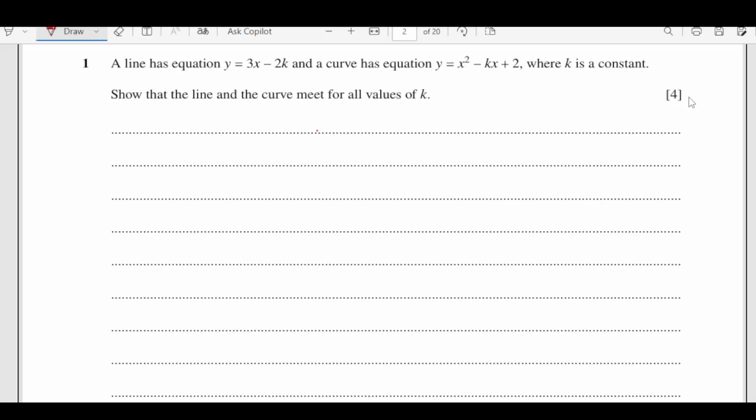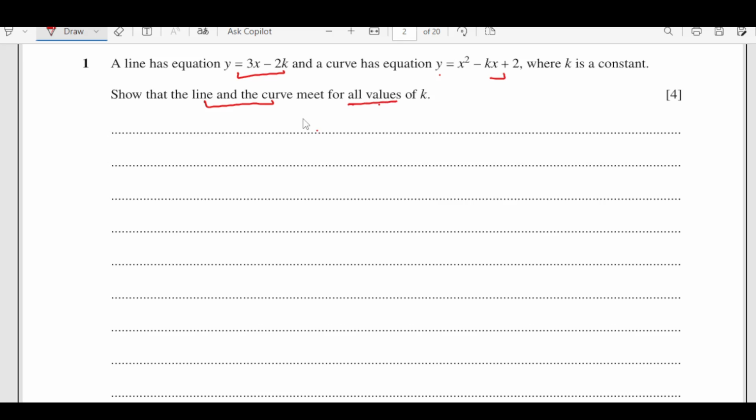Today we are going through Cambridge A levels pure maths paper 1 from Feb-March 2023. So the first question that I have here: a line has an equation of y equals 3x minus 2, and a curve has equation this one, where k is the constant. Show that the line and the curve meet for all values of x.